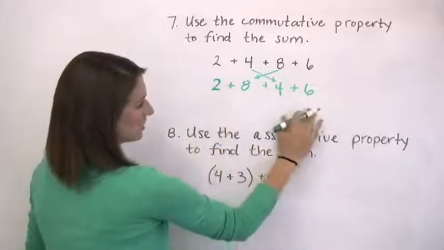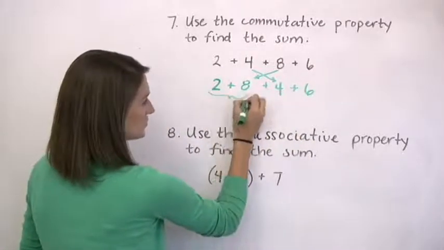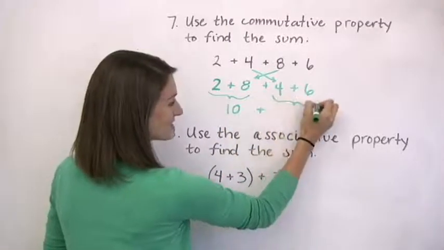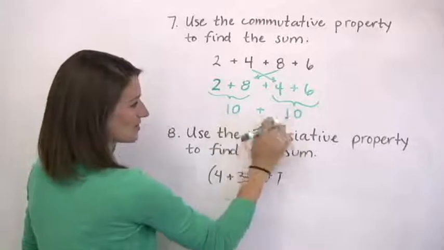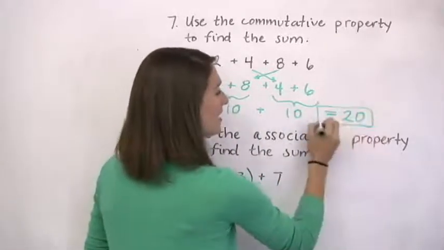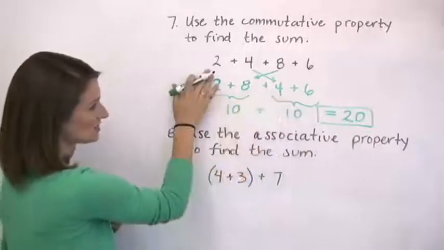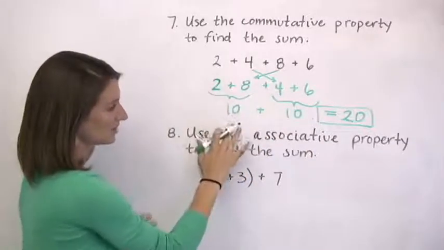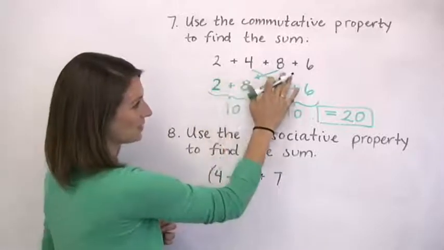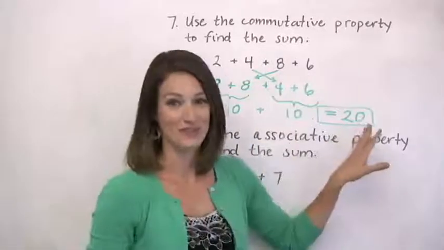Now these numbers are a little bit easier to work with because I can tell that 2 plus 8 is 10 and 4 plus 6 is 10. So 10 plus 10 gives us a sum of 20. So by changing the order of these numbers, the math is a little bit easier to work with, and we now know that the sum of 2 plus 4 plus 8 plus 6 is 20.